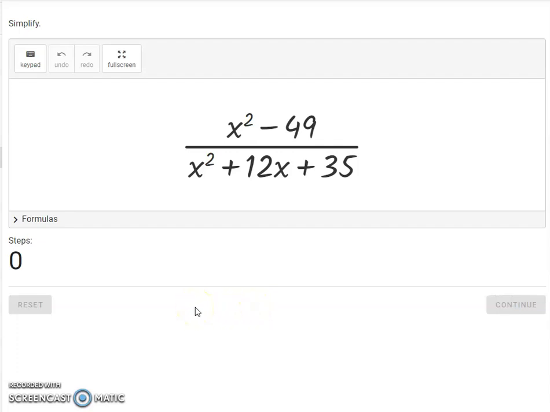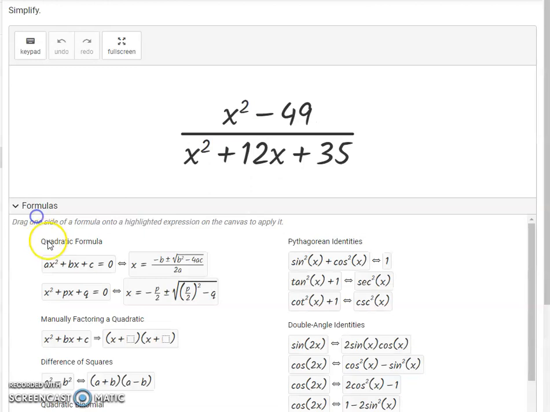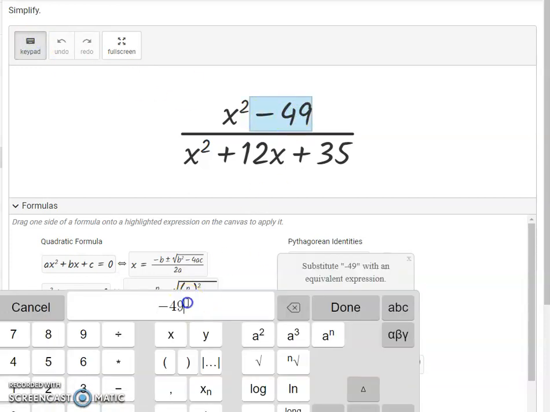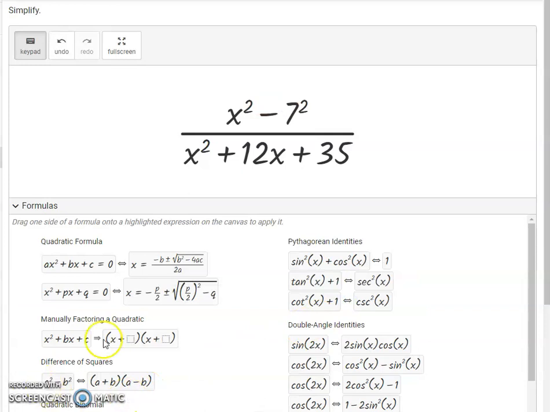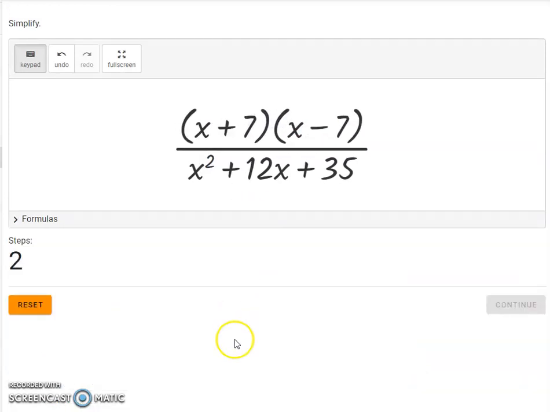All right, this one here we talked about in class. The numerator is a difference of squares, and the answers are conjugates. Under formulas, they do have a difference of squares, but to be able to use that, you literally have to write the second term as a square. So you click on keyboard and click on the 49 and change that 49 to 7 squared. So both terms are squares. Then Aggressive Math will actually factor that as a pair of conjugates, so x plus 7, x minus 7.